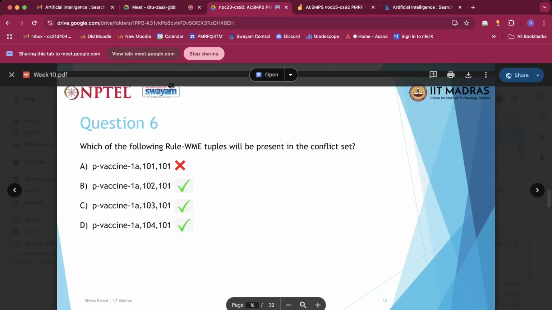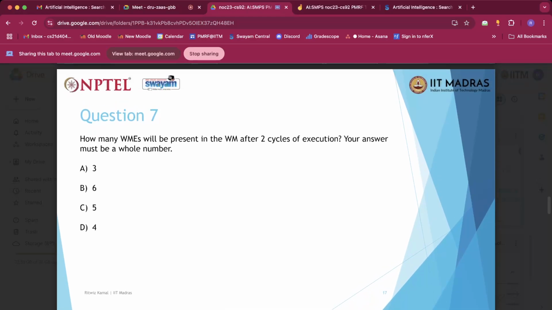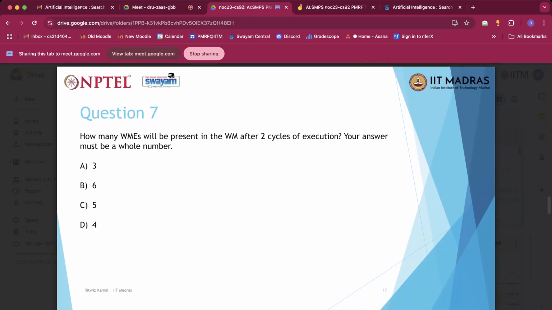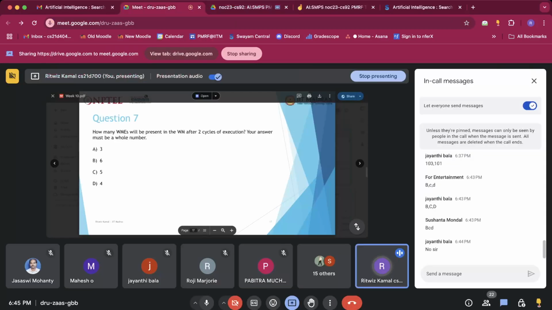Okay, that's great. Now let's look at the next question, which is also dealing with the current problem. It says: how many working memory elements will be present in the working memory after 2 cycles of execution? Assume that you had some conflict resolution strategy, any of them. We are not going to discuss which of them right now, but assume that you applied some strategy and that gave you which rule to fire next, and you repeated that 2 times. So how many elements will be there in your working memory?